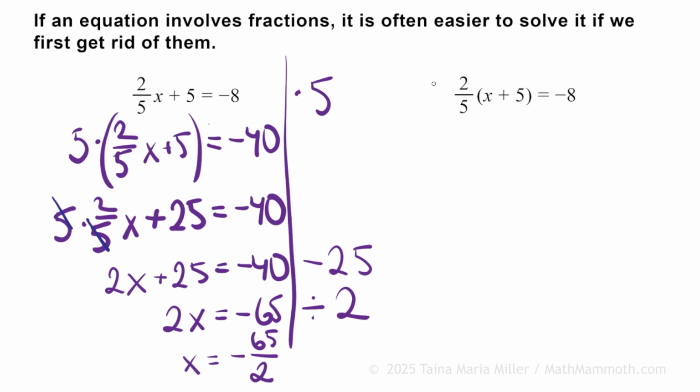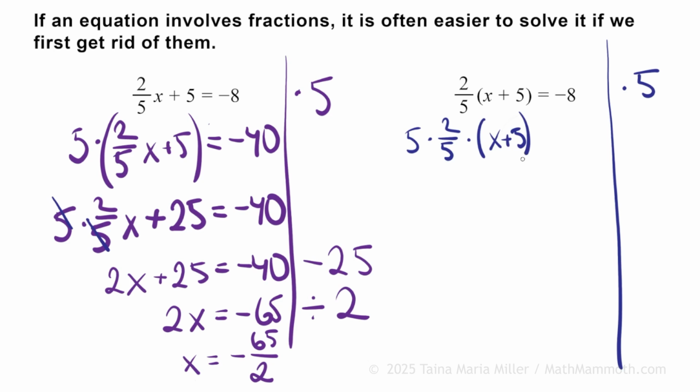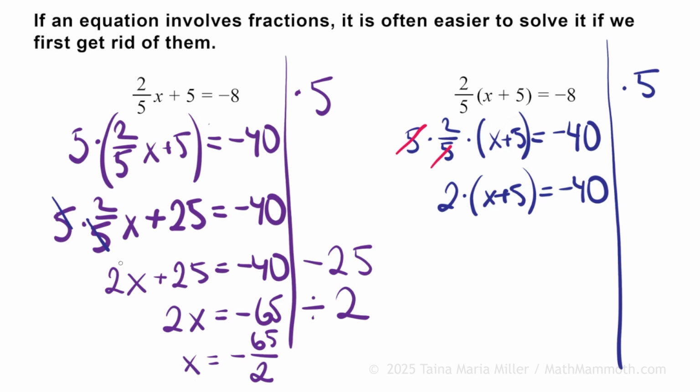Here also I can multiply both sides by 5. So I get 5 times 2/5 times x plus 5, in parentheses, here is minus 40 again. And now these 5's cancel. Okay, so then we are left with 2 times, in parentheses, x plus 5. So there is a difference if you compare to this one here. And then we use the distributive property, take 2 through the parentheses, 2x plus 10 equals negative 40.